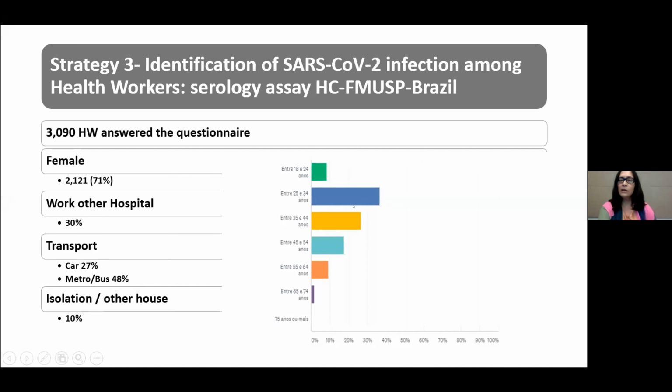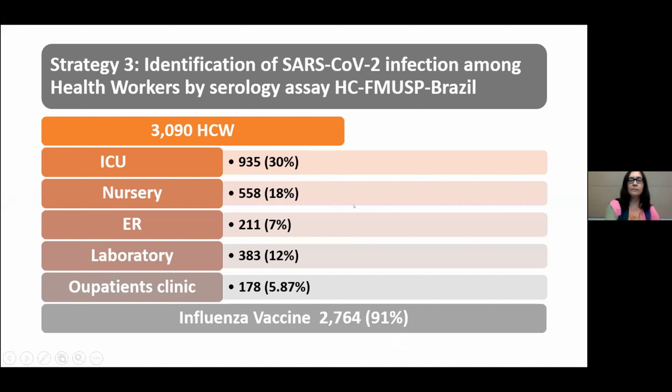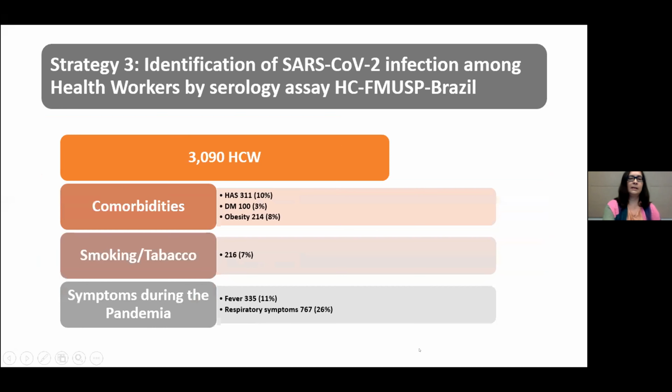And here is just the age, where, as you can see, most of our health workers are young people between 20 and 30 years old. And regarding the unit where they work, 30% work at intensive care units, 80% in nursing, 7% at ER, and around 6% at the outpatient clinic. We asked about the influenza vaccine because it's important, since we can have a cross reaction with the serology, not the one that we're using, but a different one. And 91% received the vaccine this year.